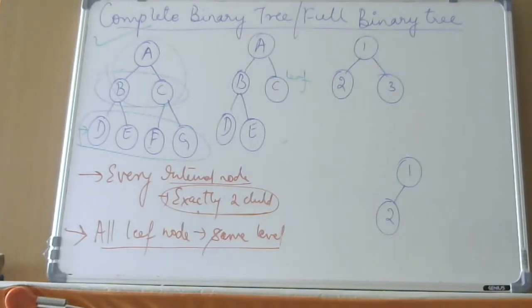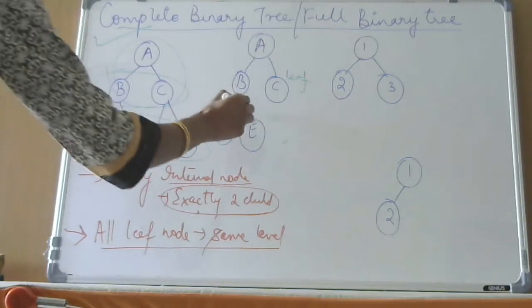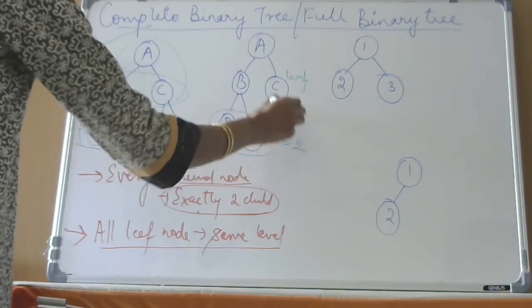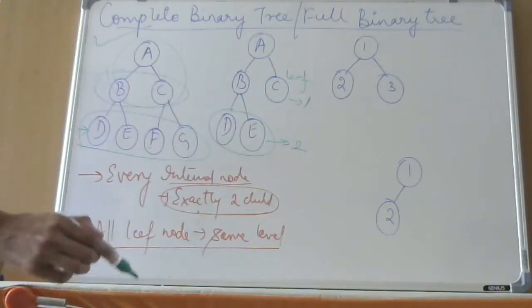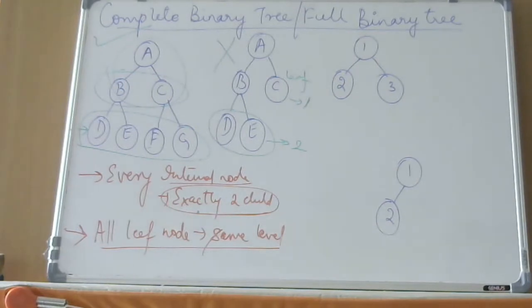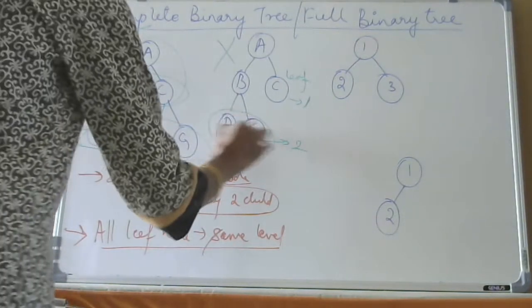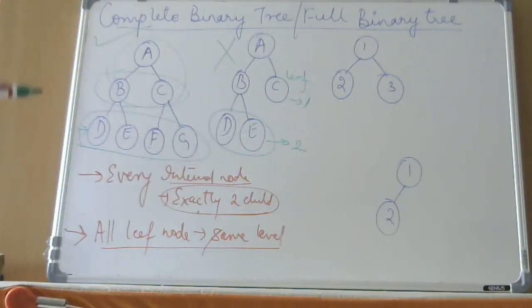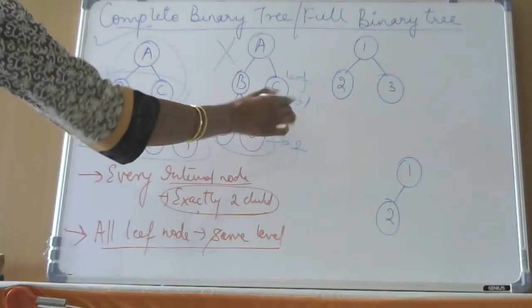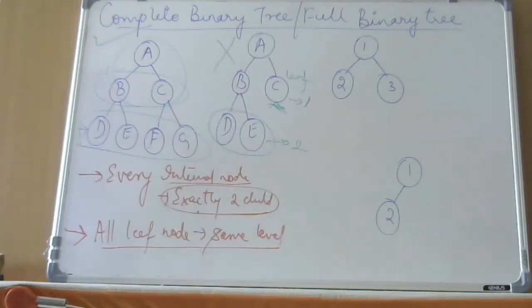But what is the property? All the leaf nodes should be at the same level. This D and E are also leaf nodes. They are at level 2. C is at level 1. So, it is not a complete binary tree. Every internal node should have two children. And every leaf node should be at the same level. C doesn't have any children at all. If it had two children, then it would qualify to be a complete binary tree. It is not a complete binary tree.